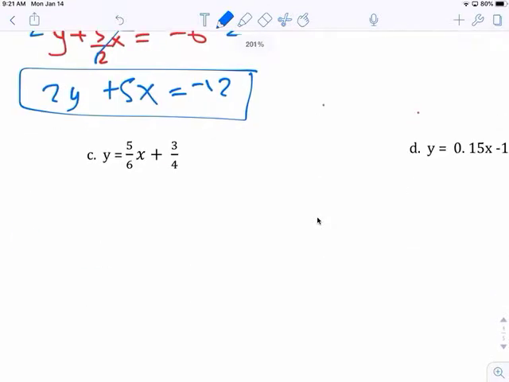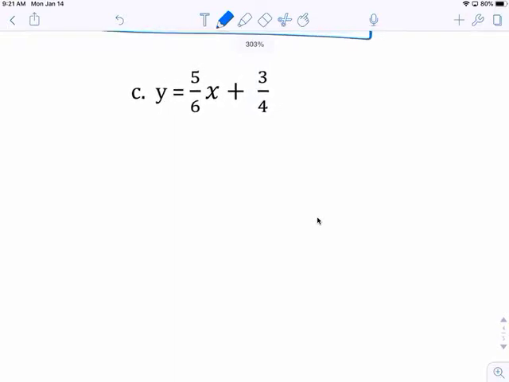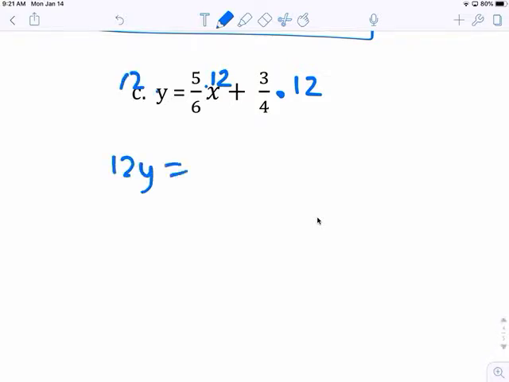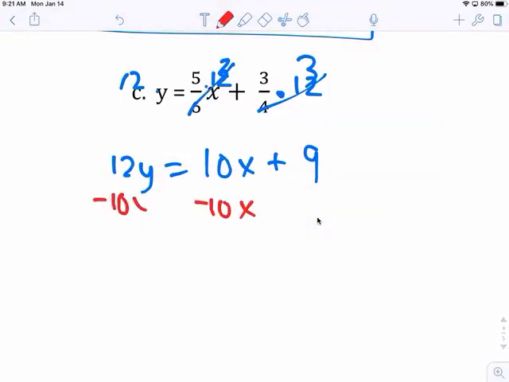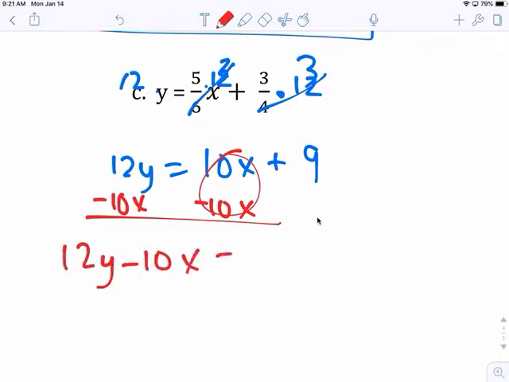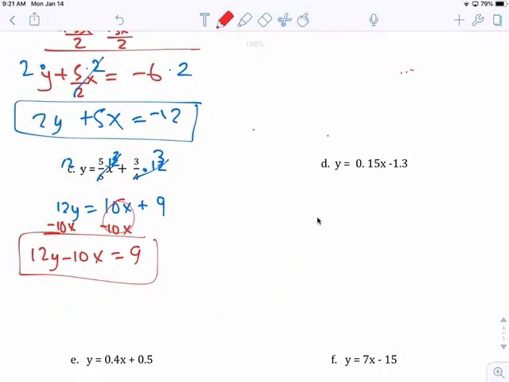So here, you can get rid of the fraction first by multiplying all by 12. That's the least common denominator. Okay, you get 12y equals 10x plus 3, that's 9. So move over the minus 10x, minus 10x. 12y minus 10x equals 9. That's in standard form.